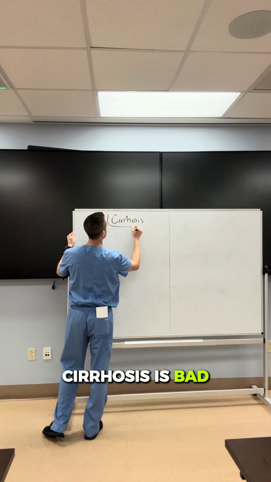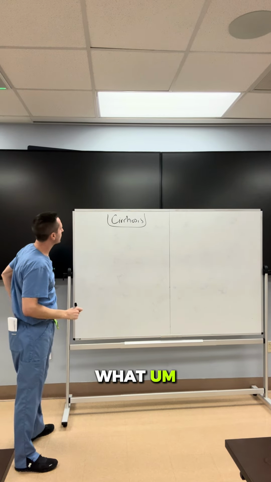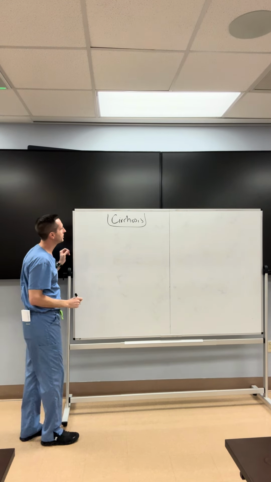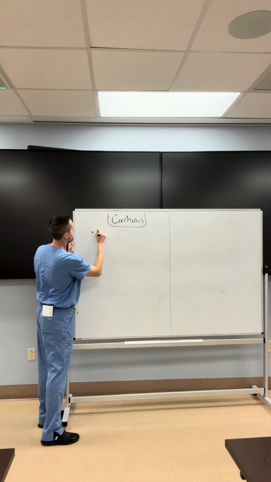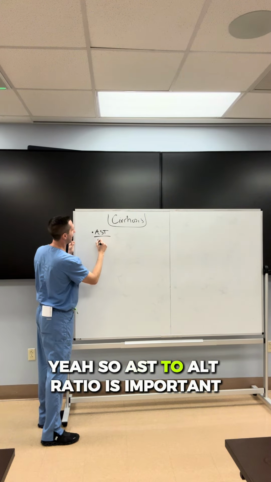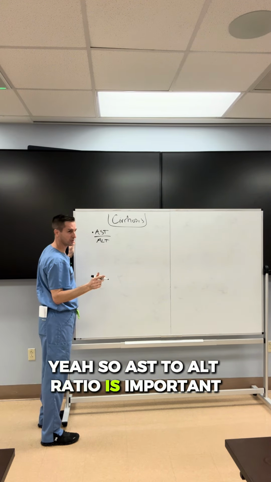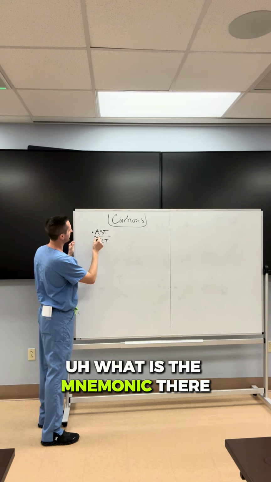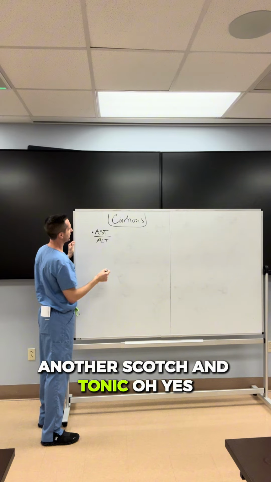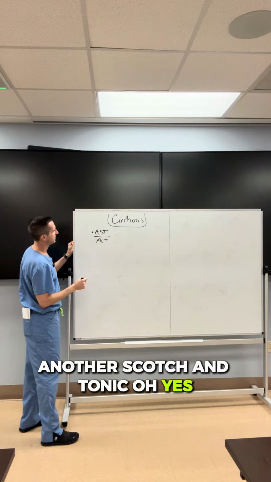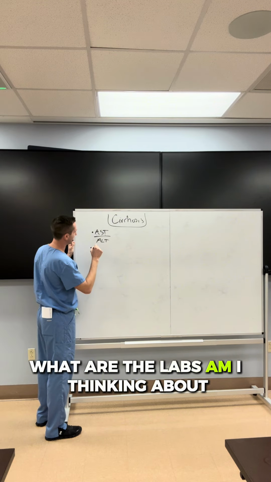Cirrhosis is bad. What labs do you think of? CMP, like ALT. Yeah, so the AST to ALT ratio is important. What is the mnemonic there? Another Scotch and tonic. Oh, that's it. Yes. What other labs am I thinking about?